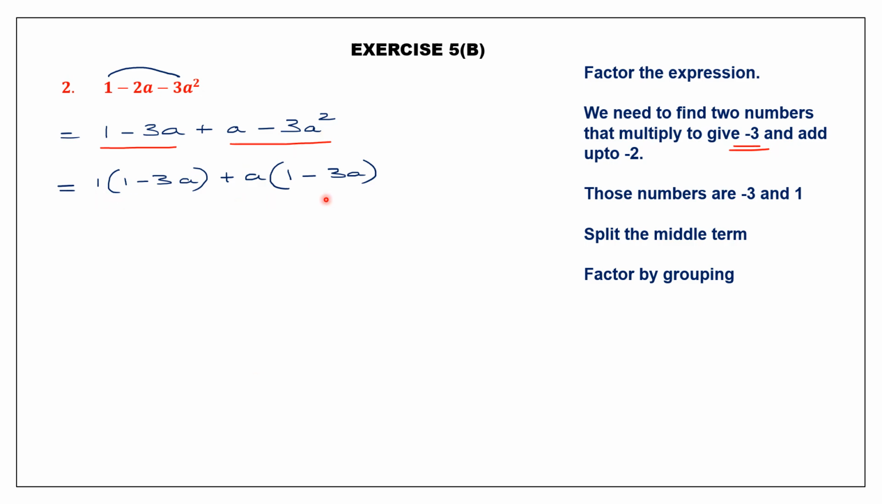So we have this. Now let's write out the final factored form. What is within brackets is 1 minus 3a, and what is outside the brackets is 1 plus a. So this is our final answer. 1 minus 3a and 1 plus a.